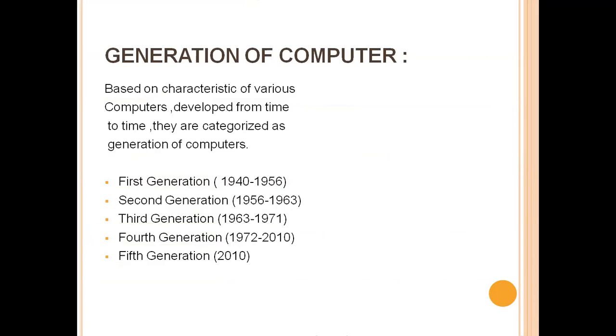There are 5 generations. The period of 1940 to 1956 was roughly called the first generation period. The period of 1956 to 1963 was roughly called the second generation. The period of 1963 to 1971 was roughly called the third generation of computer. The period of 1972 to 2010 was roughly called the fourth generation, and 2010 till date is the period of the fifth generation.